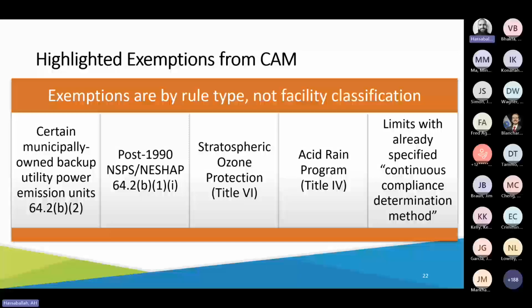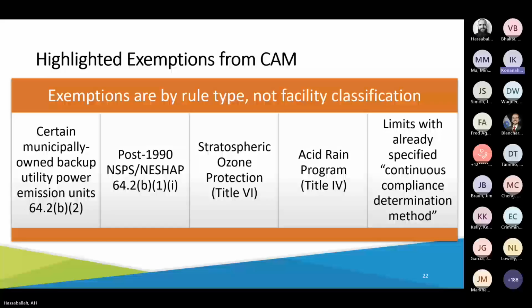All right, I'll take a pause before we move on and catch up with the chat. Why is CAM exempt? Oh, thank you, Brian. All right. Irana, do you have a hand raised?